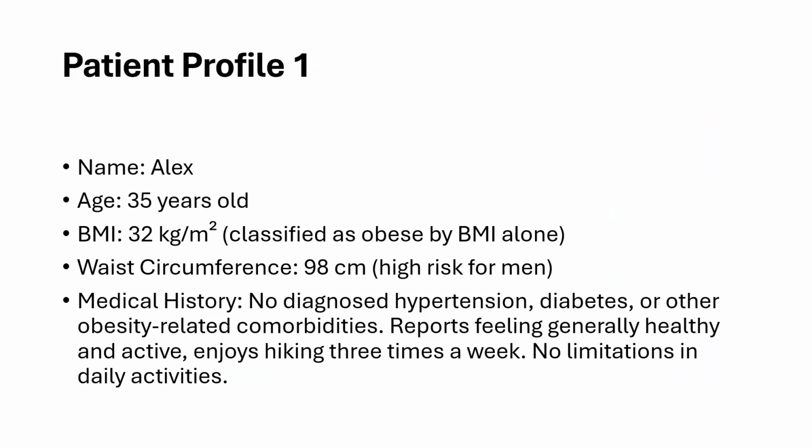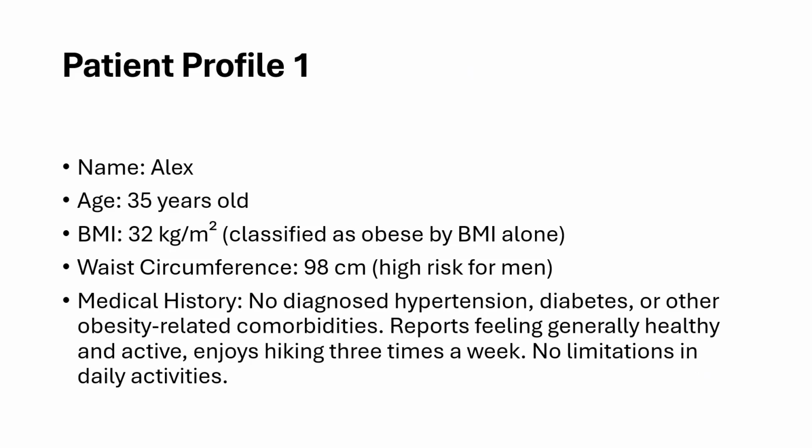Patient named Alex, 35-year-old, BMI of 32 kilograms per meter squared. So if we look at our old classification, which we are aware of, this will be graded as obesity or obesity grade 1. Waist circumference was measured for this patient, and that was found to be 98 centimeters, which is considered high risk for men.